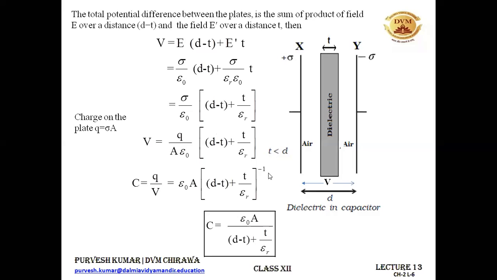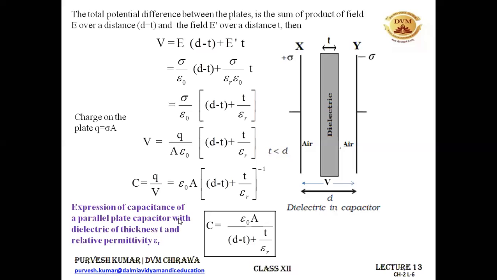So in the next step, I can write it like this: C is equal to epsilon naught A divided by this complete term, that is d minus t plus t by epsilon r. This is the expression for the capacitance of a parallel plate capacitor with a dielectric slab of thickness t and relative permittivity epsilon r. This is the final formula for the case when the thickness of the dielectric slab is t.